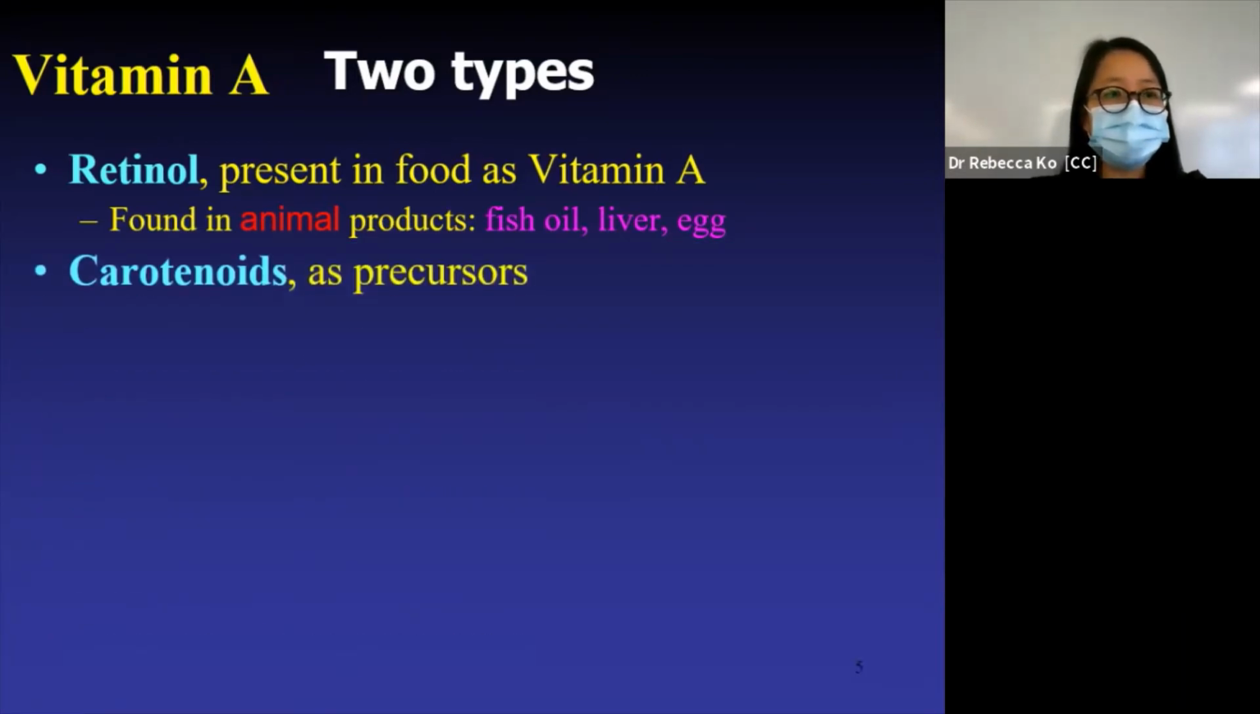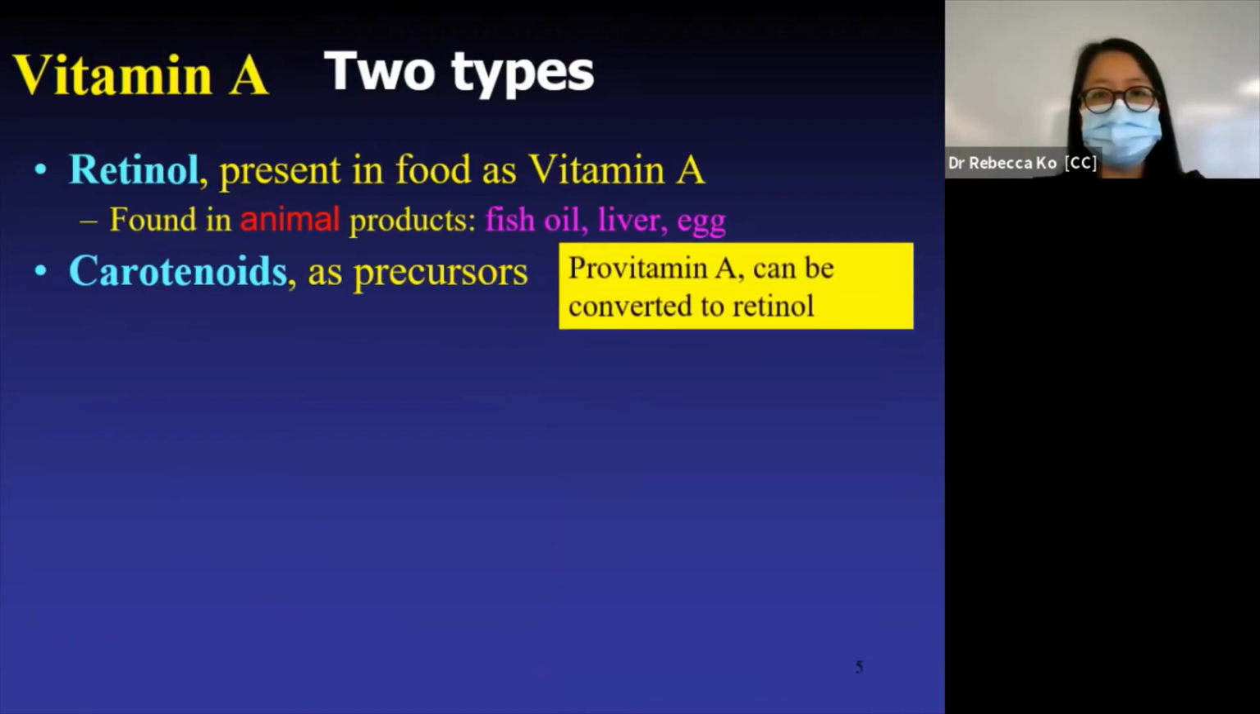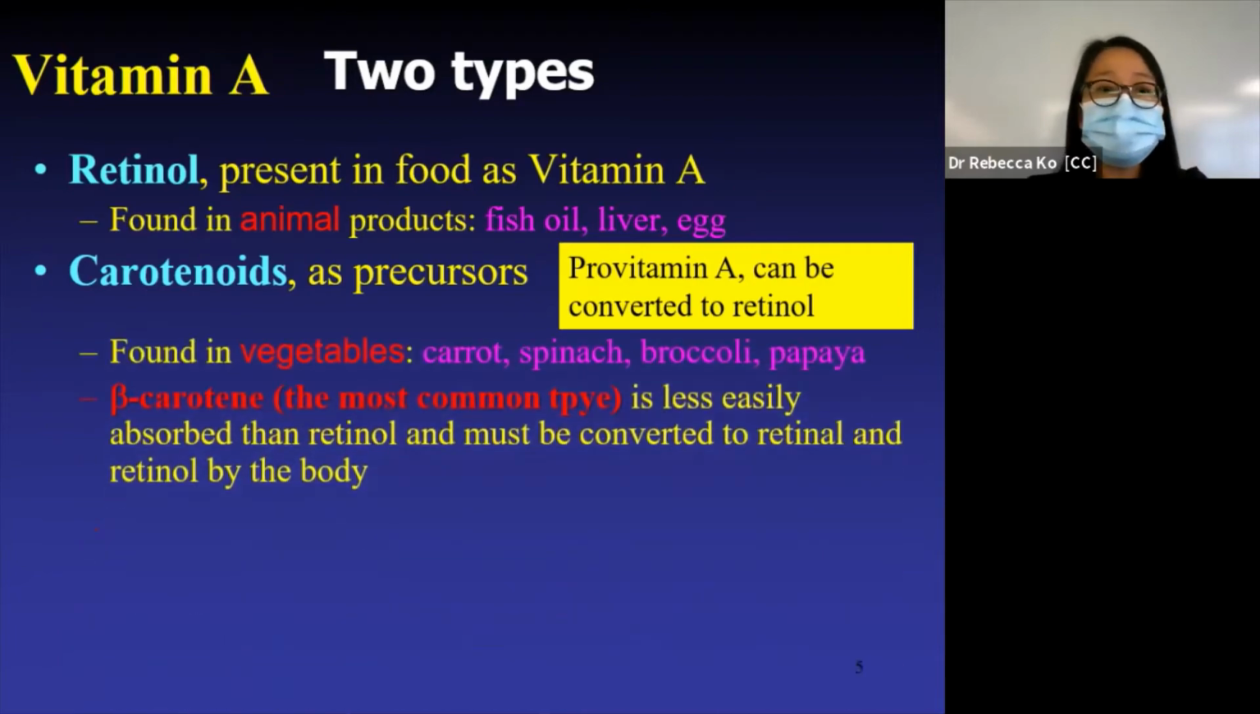Besides retinol, we have the carotenoids, which we'll call provitamin A. This type of vitamin A can be converted to retinol. It's not found in animal food anymore. It's found in vegetables, let's say carrots, spinach, papaya. Carotenoids give the color of the food.